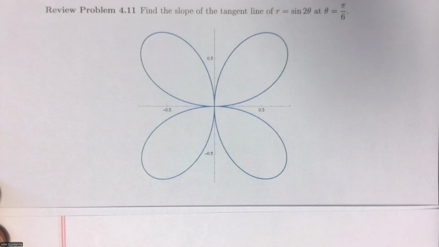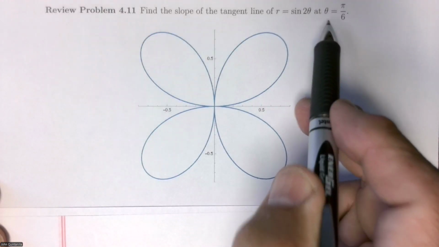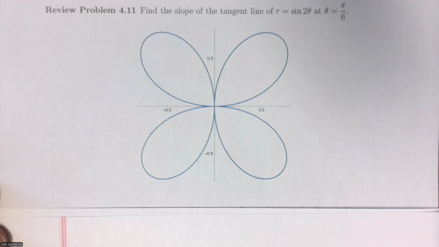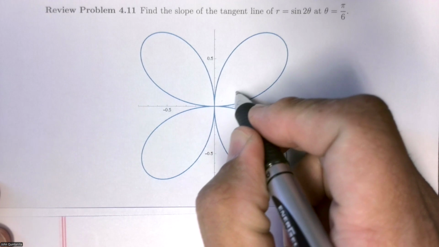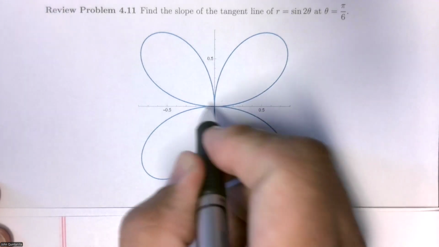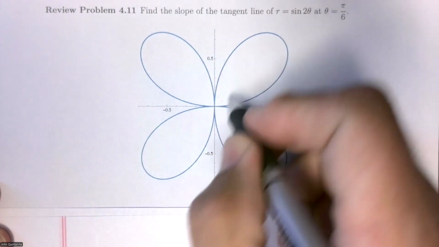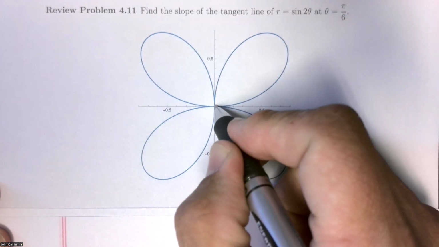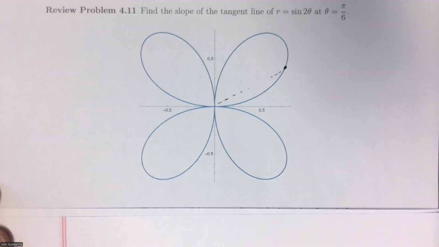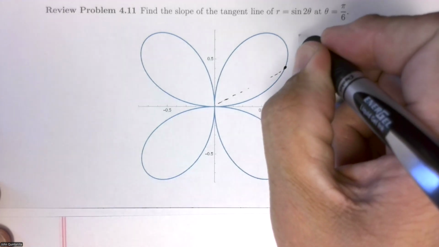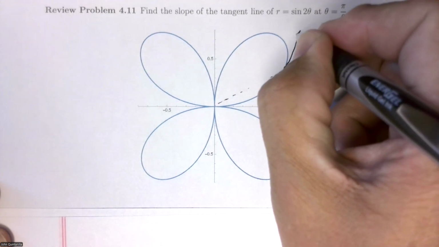For this problem, let's take a look at the slope of the tangent line of r equals sine 2 theta at theta equals pi over 6. Said another way, pi over 6 is basically this direction here. Here's 0, here's pi over 2, pi over 4 is halfway in between. So pi over 6 is something like this, and that would take us to this point on the curve, roughly. And the question is, what is the slope of the tangent line at this point?